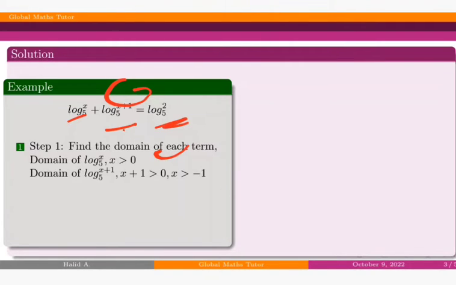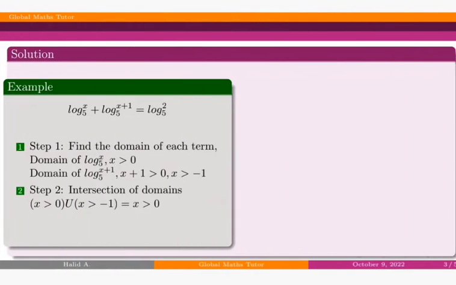After that, we need to find the intersection of the domain of each term. That means the intersection of x greater than 0 and x greater than negative 1: the value of x that is solved should satisfy both x greater than 0 and x greater than negative 1. If the number is greater than 0, it satisfies x greater than negative 1 also. So their intersection is x greater than 0. After finding their intersection, we need to solve using one of the two ways.